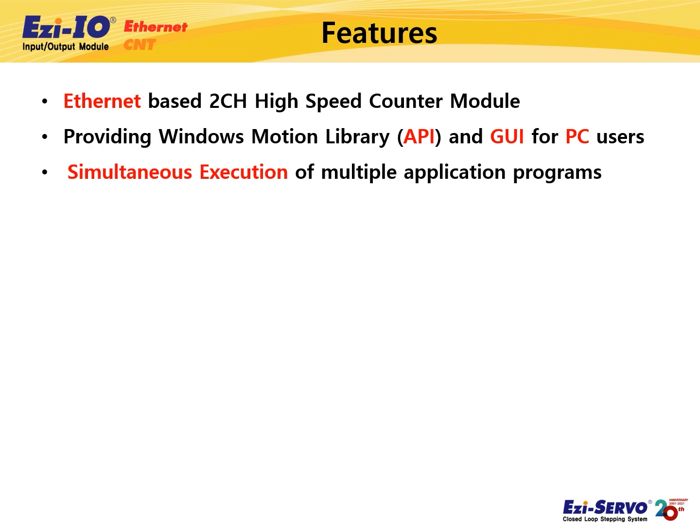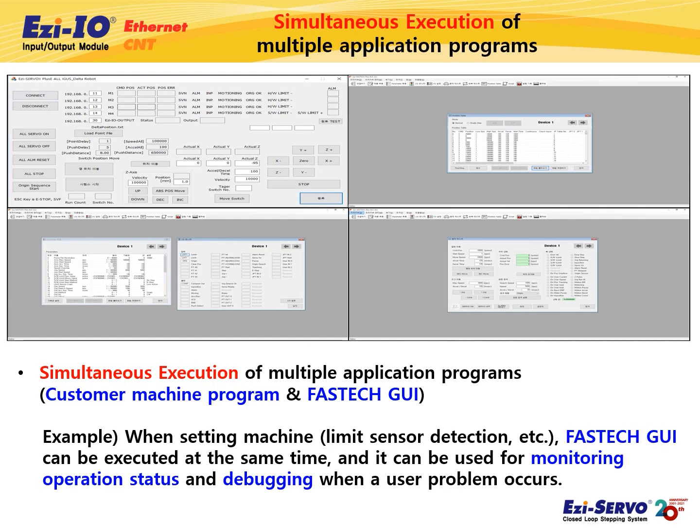You can run multiple applications at the same time. With this, it is possible to monitor parameter values, I/O status, position values, speed values, etc. using our GUI program even when the customer's machine program is running. For example, you can check whether the limit sensor works properly during machine setting by running our GUI at the same time. If a problem occurs in the customer's machine program, it can be monitored by our GUI program, so it can also be used for debugging.